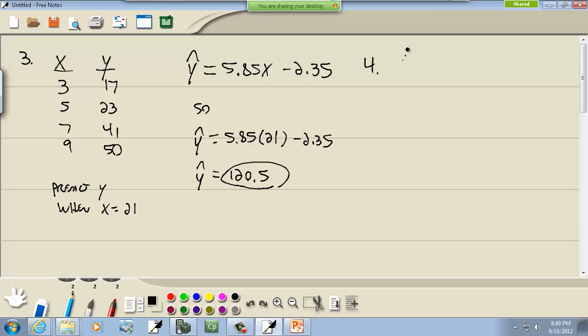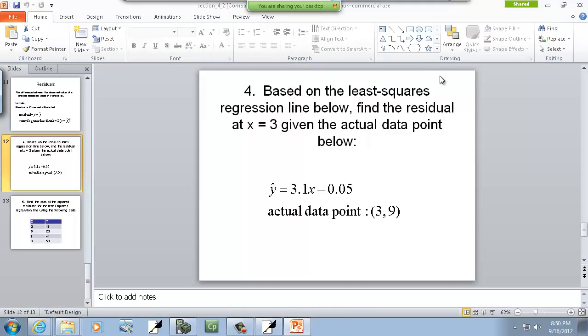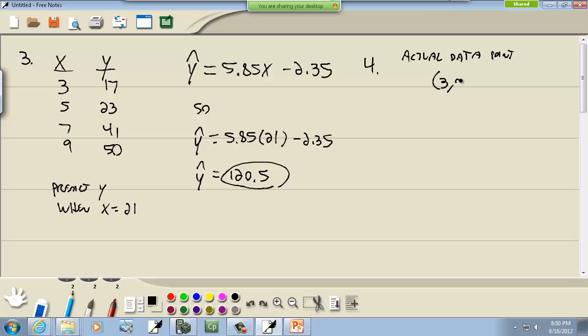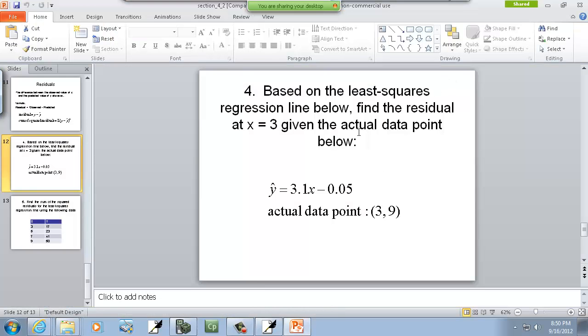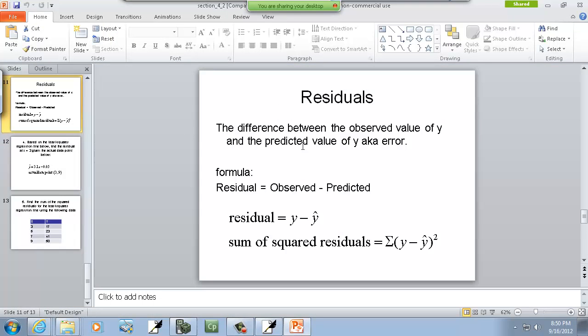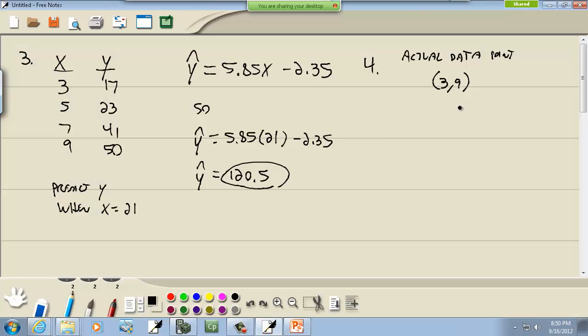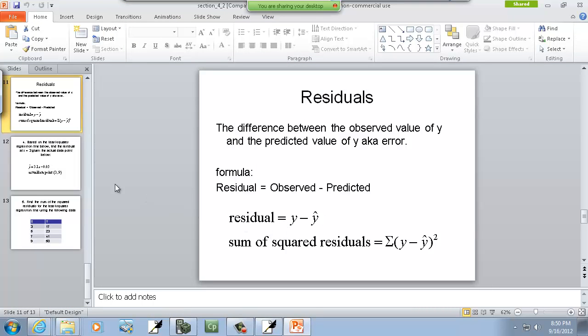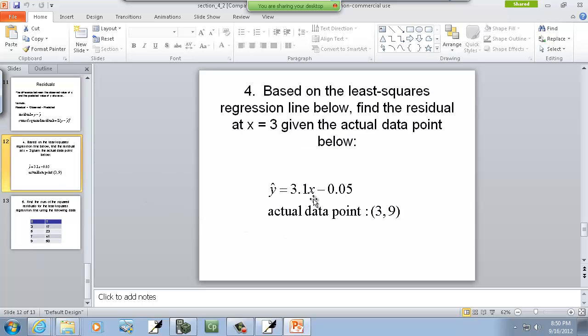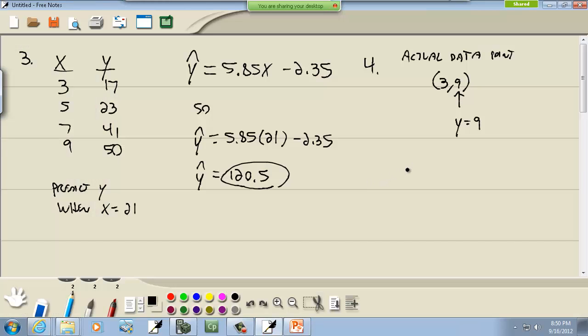Okay, so the actual data point is (3, 9). Now we're going to be finding the residual. So let me come up here to a formula. The residual is y minus y hat. The y is the y part of this, so y is 9. The other thing we need is y hat. Well, they tell us y hat here. That's our model.